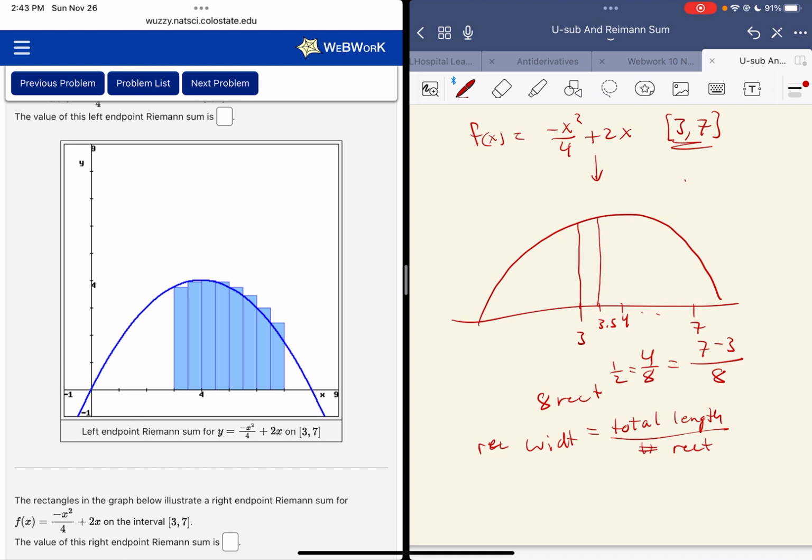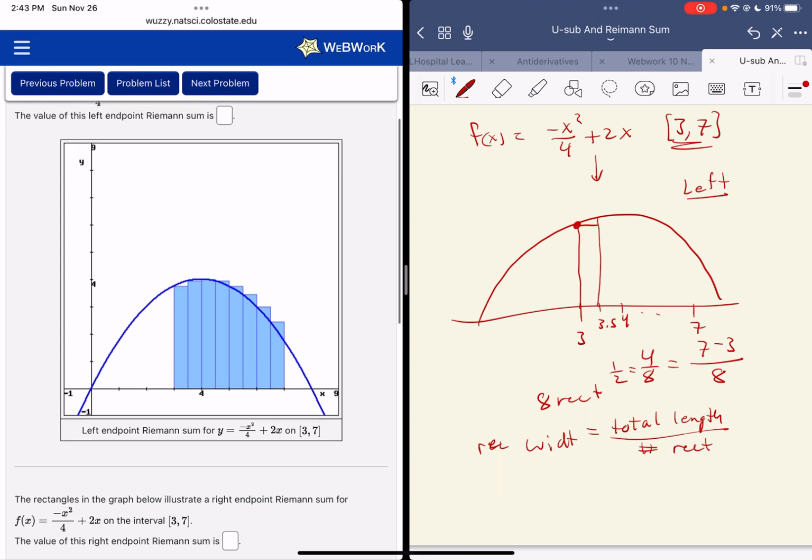A left Riemann sum just means on these two lines, you're going to go to the left spot that hits your function and move over. And that's how they got this first rectangle over here. So then on the next two lines, you're going to take the left spot and move over. And that's how I got the second, and so on.